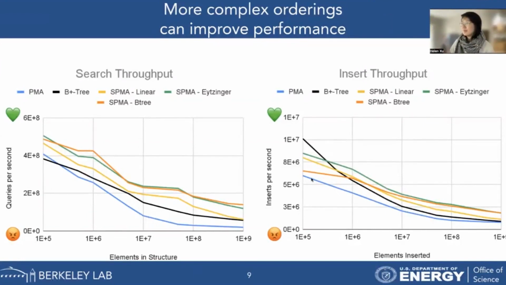And PMA insertions are also suboptimal. So we can see that the traditional PMA has the worst insertion throughput out of all of the options. The B tree has better insert throughput and is asymptotically optimal for inserts when compared to the PMA. And again, we see a similar trend as in the search throughput. SPMA linear is better than the B tree, and SPMA Ettinger and B-tree are better than both the PMA and the B tree.